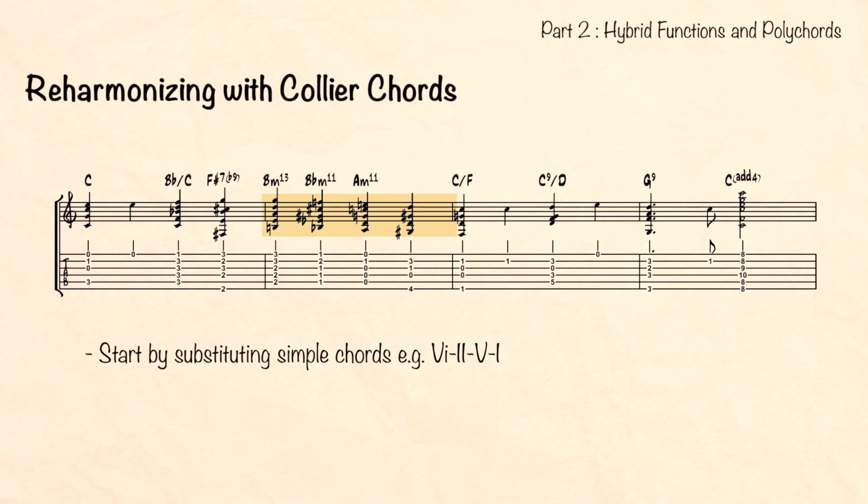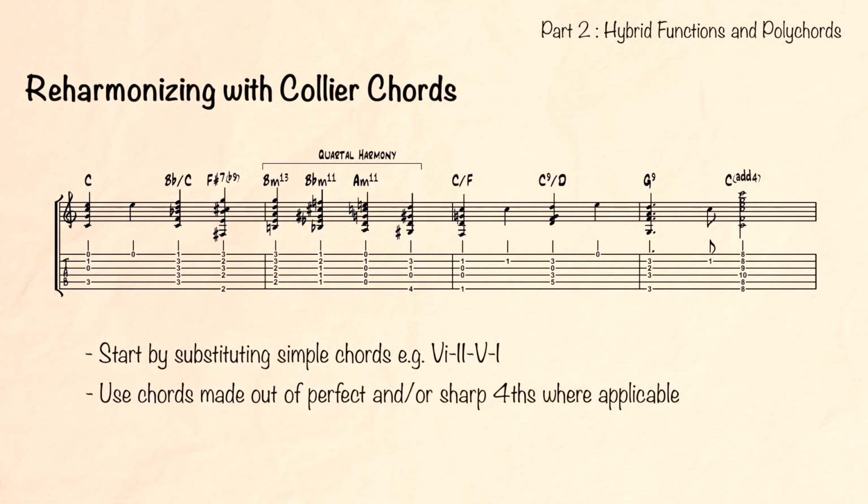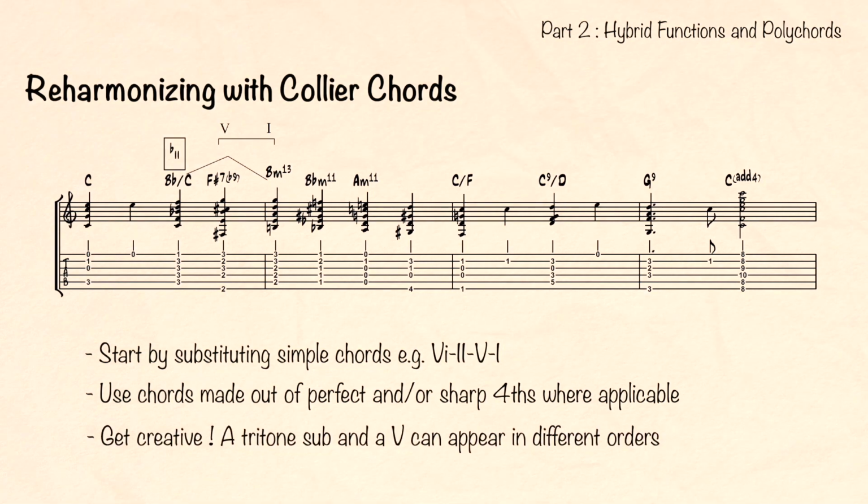This turned out to be a blessing in disguise, as it gave me an opportunity to use two other Collier techniques that I really like. The first involves using chords made out of fourths instead of thirds, and the second involves preparing a chord by first playing the chord's tritone sub and then its dominant chord. I find this makes the arrival of the target chord feel prepared, but also spontaneous and surprising.